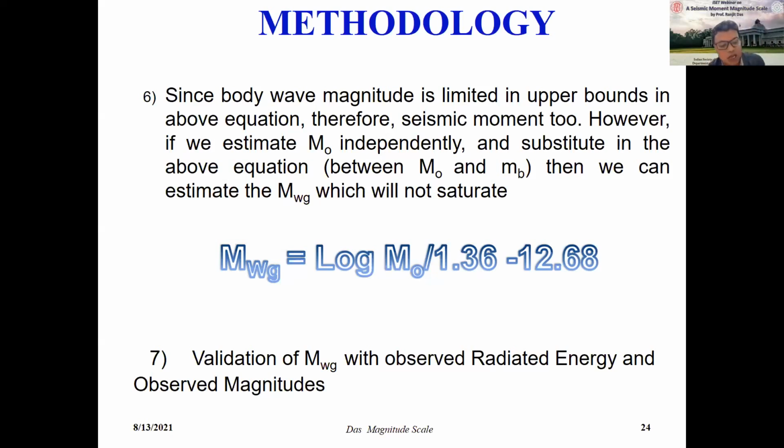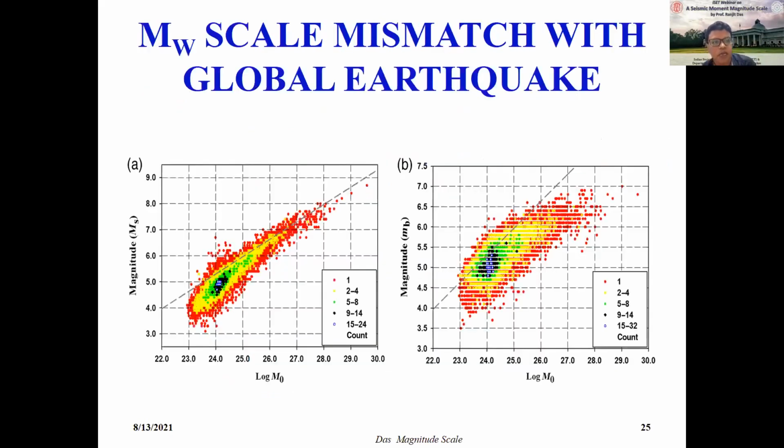Then this scale is validated with the seismic radiated energy and observed magnitude scales. Once we found this scale is very close with the seismic radiated energy and the other observed magnitudes for different parts of the world, then we say this scale can be a proper representation of earthquake size for the entire world. So thus I'm showing here how the existing scale, the moment magnitude scale, is not very close to the observed scales.